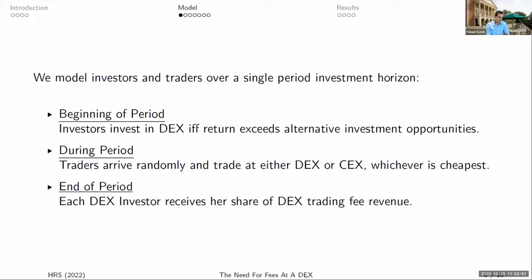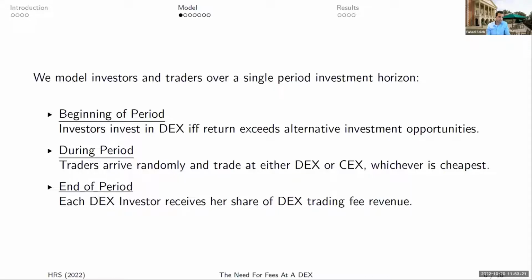which they understand will later provide them with a share of the fee revenue. They can do that, or they can put their capital into whatever their alternative investment opportunities are. So we're going to allow for a heterogeneous alternative investment opportunity for each investor, and they're basically deciding to invest wherever they get the highest expected return. And that is going to happen at the start of the period, where they're going to anticipate all the future action.